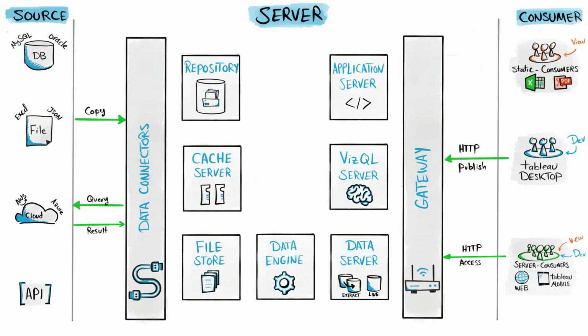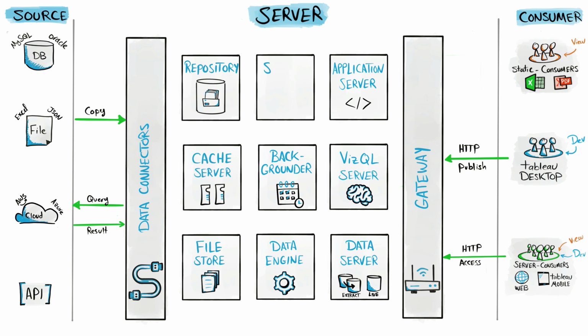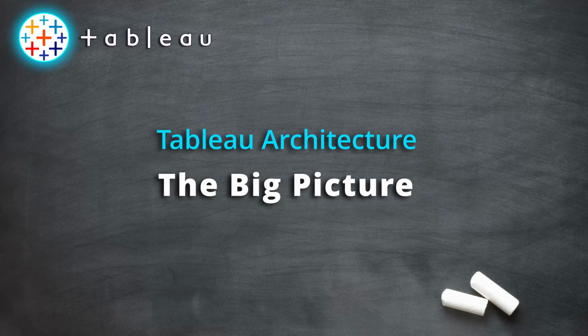Another component is the backgrounder. In Tableau server, you can create a schedule to refresh the data inside your extract, and the task of the backgrounder is to check this schedule every 10 seconds and then trigger the process of refreshing the extract if the time comes. And the last component that I would like to mention here is the search and browse. The users of Tableau server can search for content, and this component is responsible for searching inside the repository and returning the results to the users.